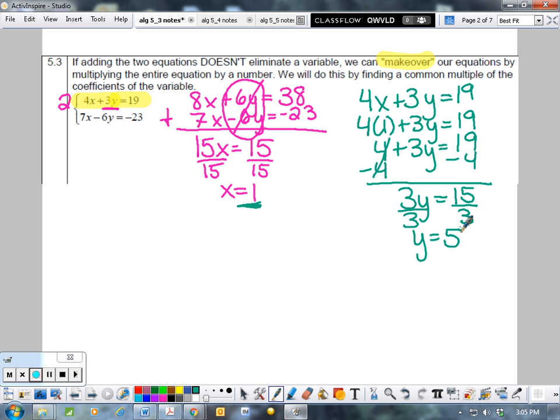And again, I can't emphasize this enough. This is two lines intersecting. I want to know where they intersect. And the point of intersection is x comma y. And that is the location of the solution.